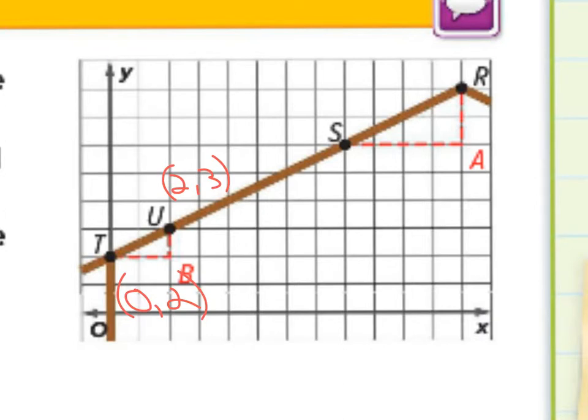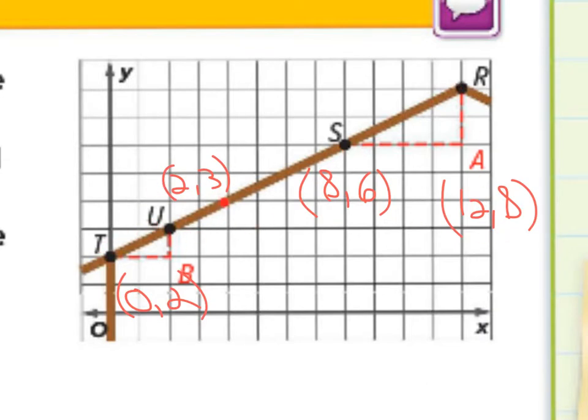Okay, and then when we go up here to S, we get 1, 2, 3, 4, 5, 6, 7, 8. I have a run of 8 and a rise of 1, 2, 3, 4, 5, 6. Over here, it goes up from 8 to 9, 10, 11, 12. So 12 for R, and a rise of another 2, so 8. Okay, so those are my coordinates for T, U, S, R.